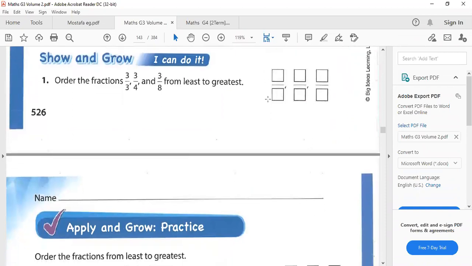Now I need you, please, to help me to order the fractions in question number 1. Just raise your hands, please, to answer. I will choose only who raises his hand. Okay, let's start with Ahmad Fawzi.